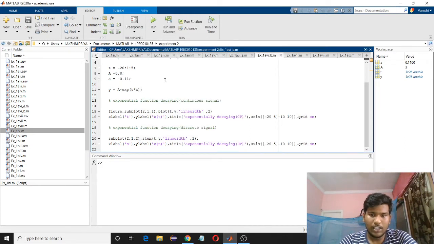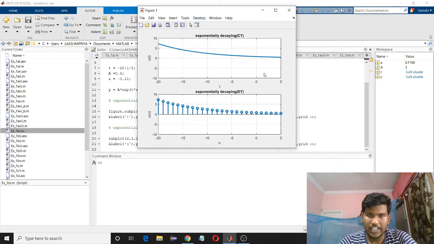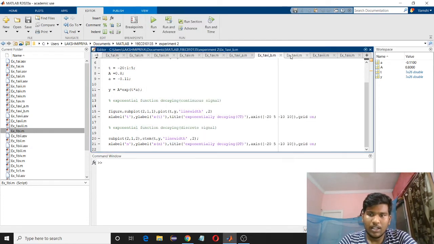When this small a is negative, this will be a decaying function. So this is a decaying function in continuous time signal. This is a decaying exponential function in discrete time signal.